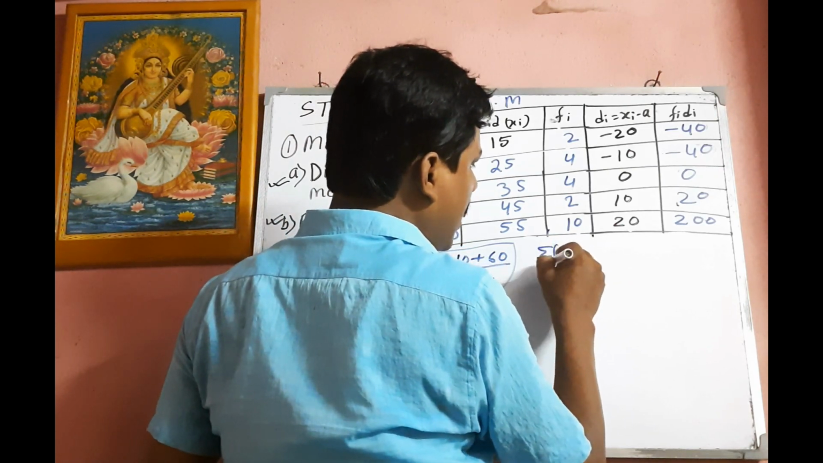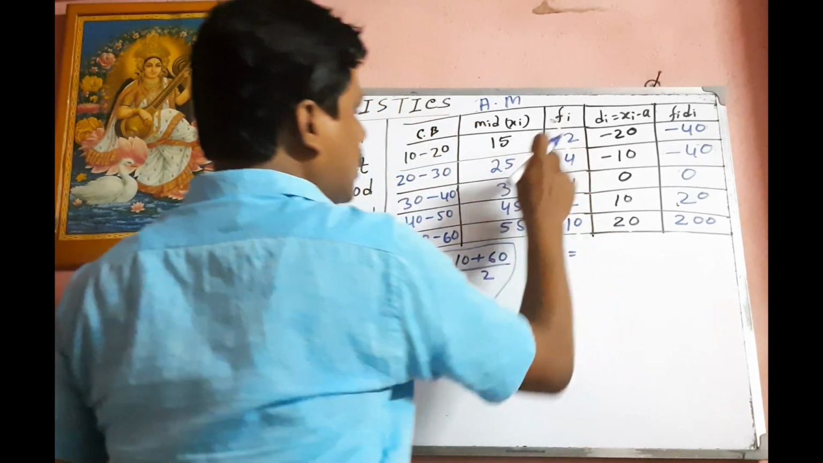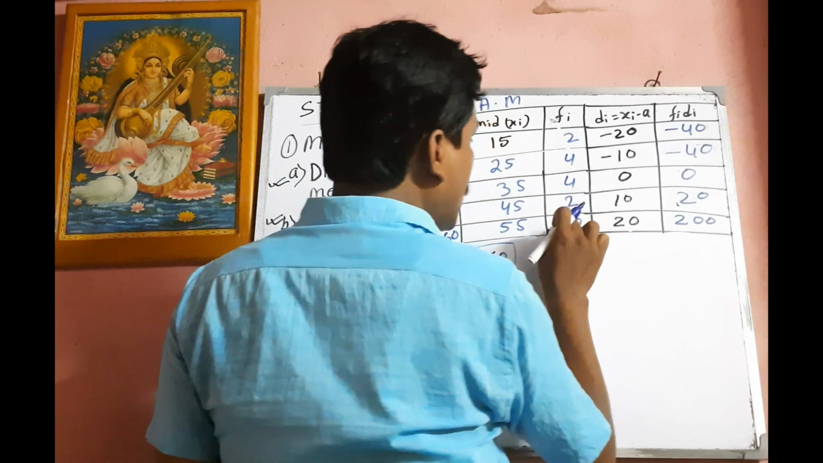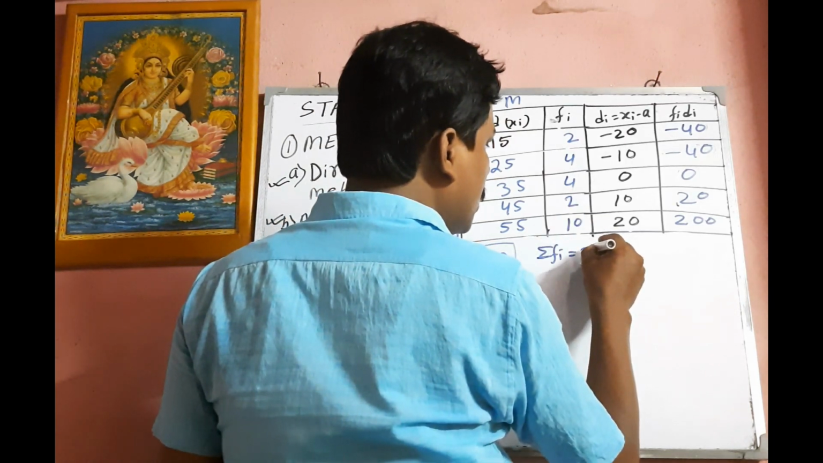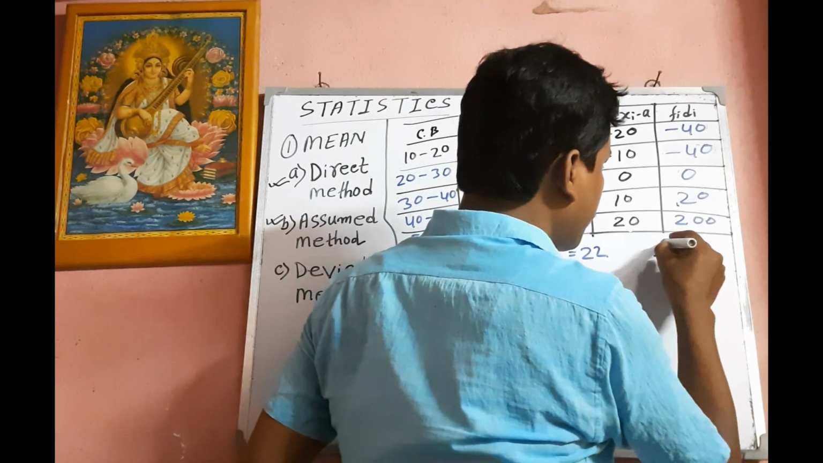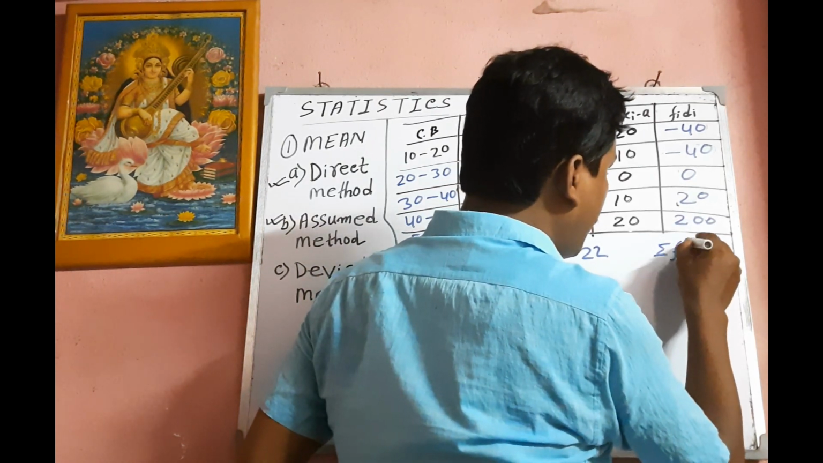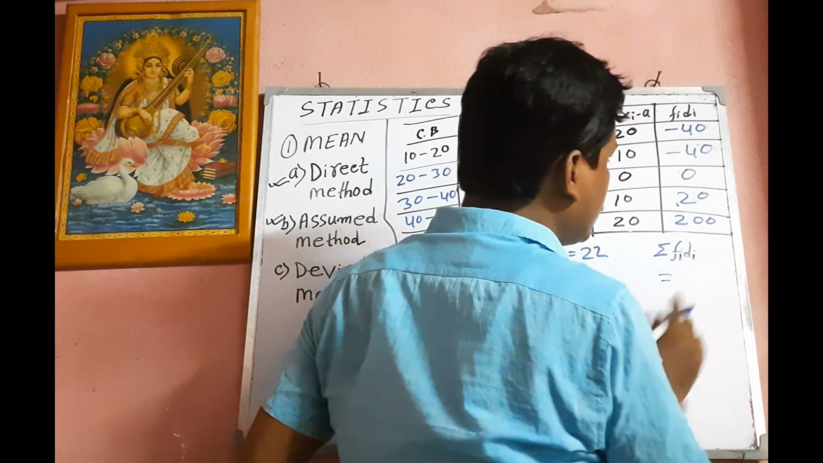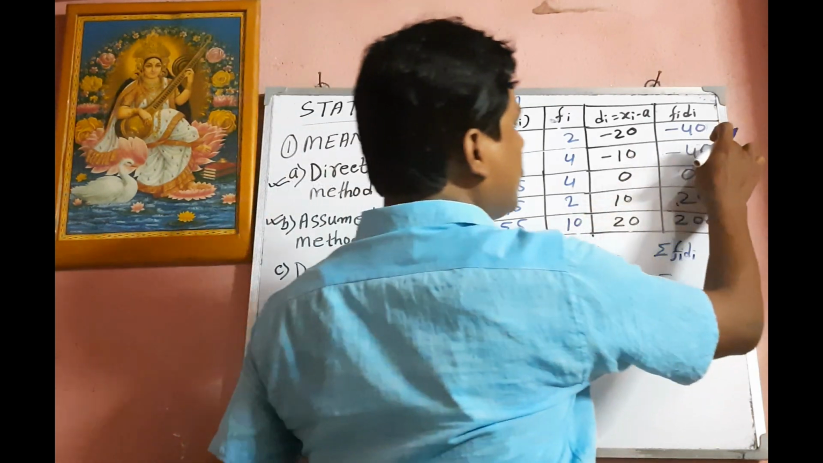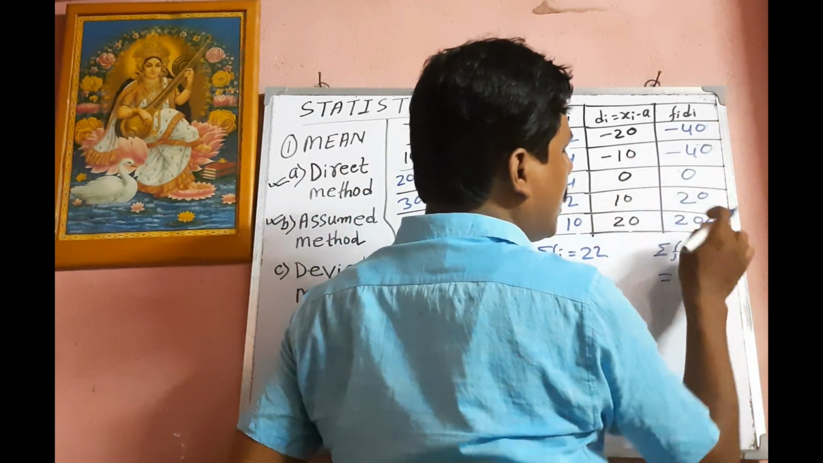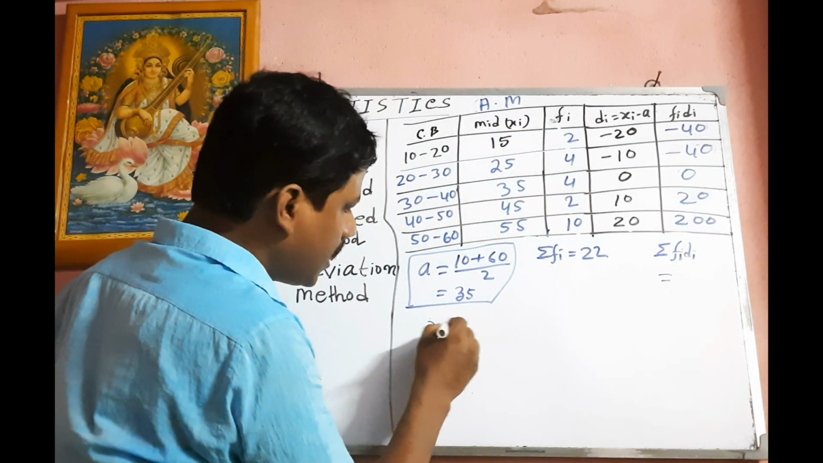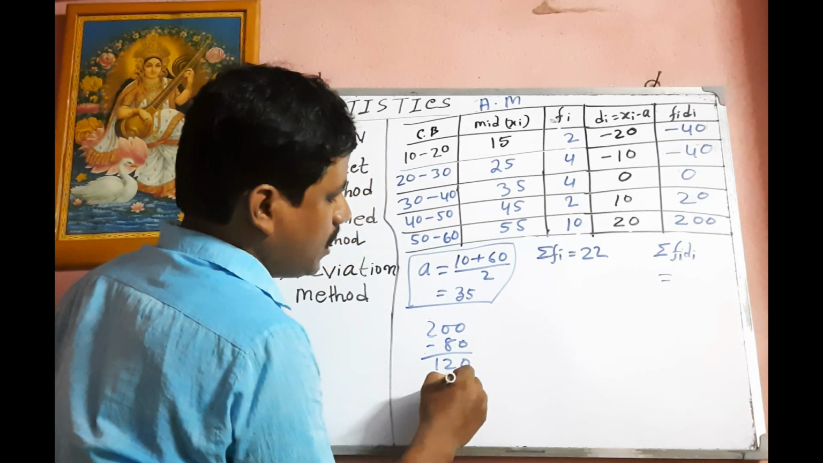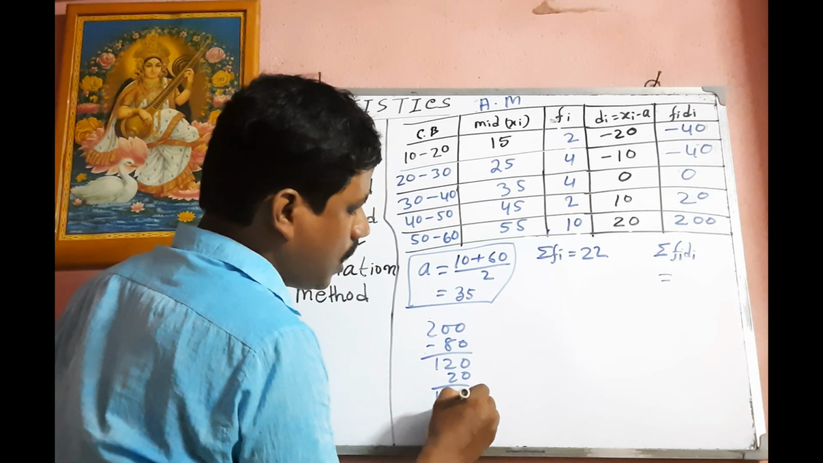Now the sum of fi is 2 plus 4 is 6, 6 plus 4 is 10, 10 plus 2 is 12, 12 plus 10 is equal to 22. And the sum of fi di is minus 40, minus 40, that is minus 80, 80 subtracted from 200 gives 120, plus 20 is equal to 140.